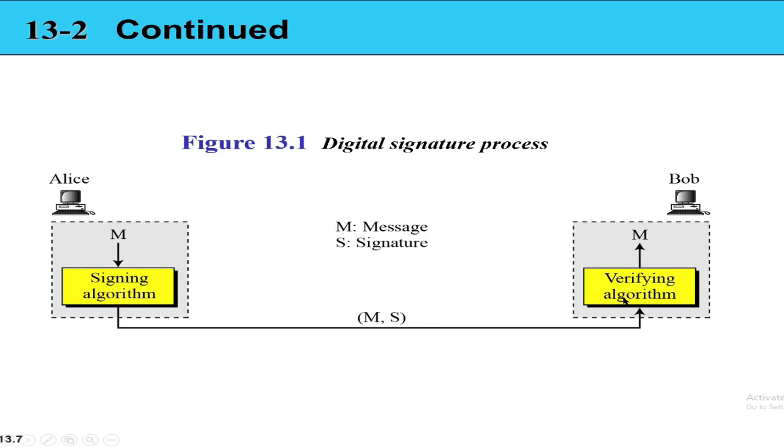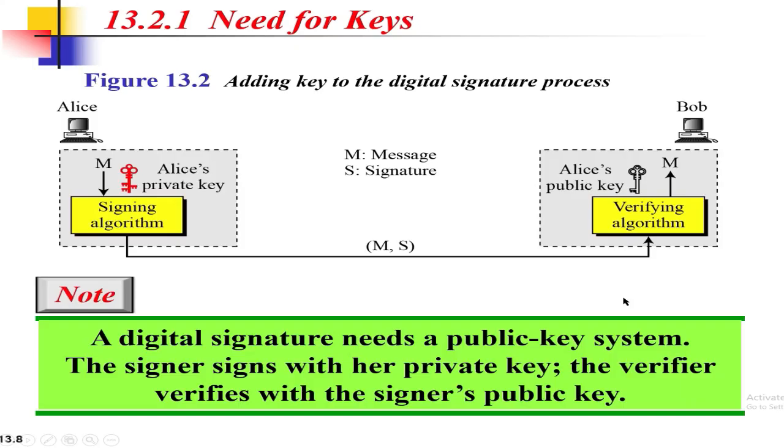So here, let's recall the public key crypto system. In a public key crypto system, if Alice wants to send a message to Bob, Alice needs the public key of Bob to encrypt the message, and Bob decrypts the message by using Bob's private key.